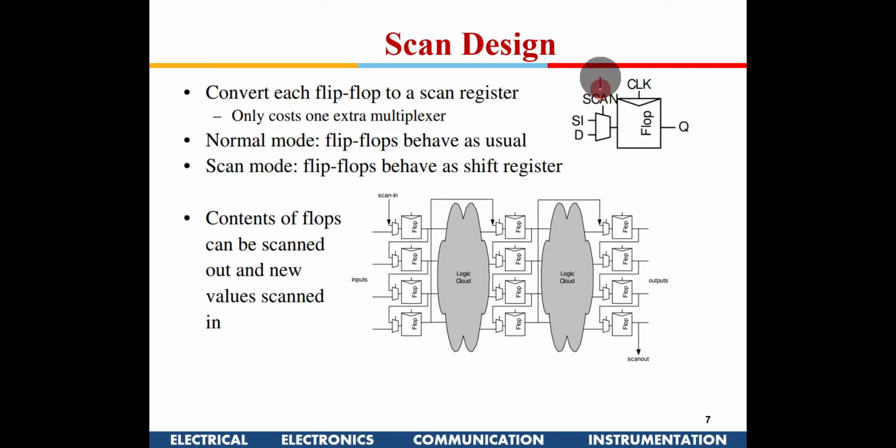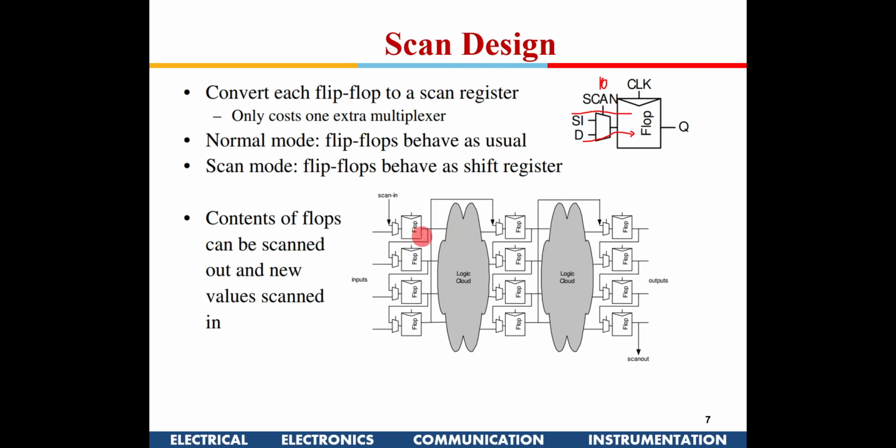When the scan signal is high, the scan input is routed to the flip-flop, and in normal operation, when this is 0, the D input is routed to the flip-flop. This is an additional modification which we incorporate in the design stage itself. Now see the advantage. In normal operation, they will normally take this output and go, and during scan operation, the output of the flip-flop is going to this combinational block, and also it is coming here. That is why it is known as scan.